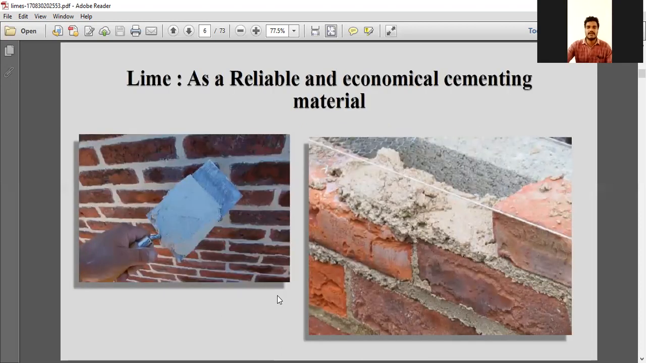Here you can have a look at how they are using lime. Lime cement here is a white cement. If you join bricks with this lime, the wall appearance will be more beautiful. Here you can see the white cement. That is lime.